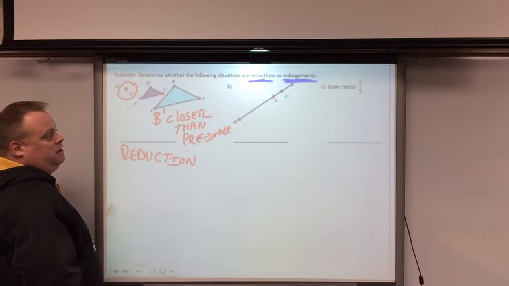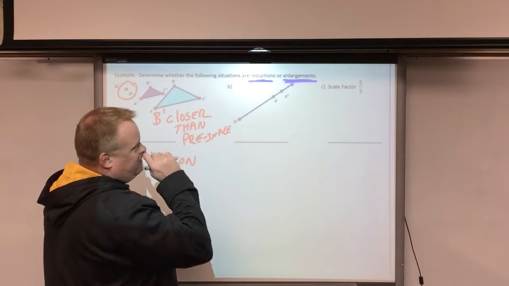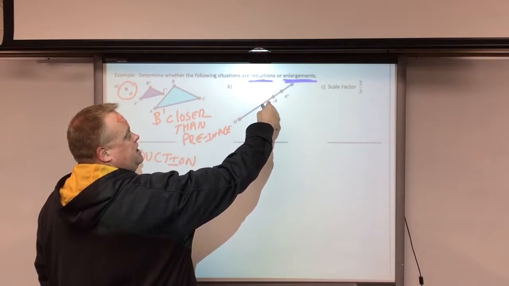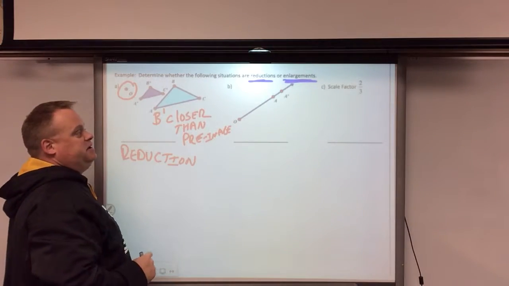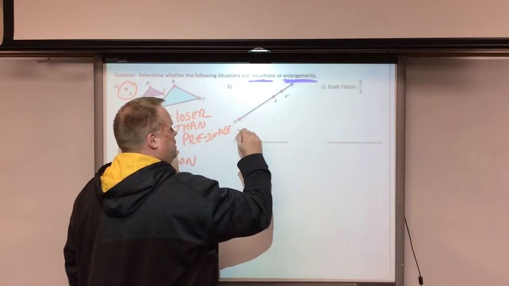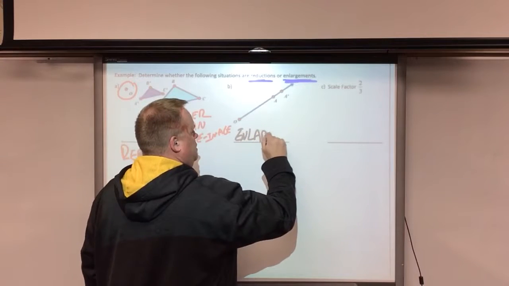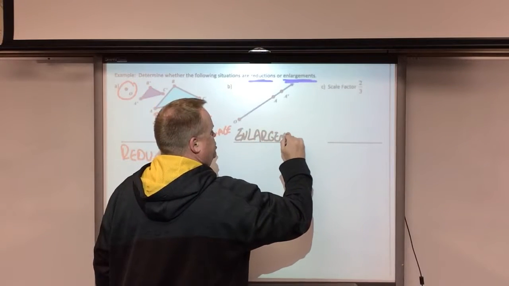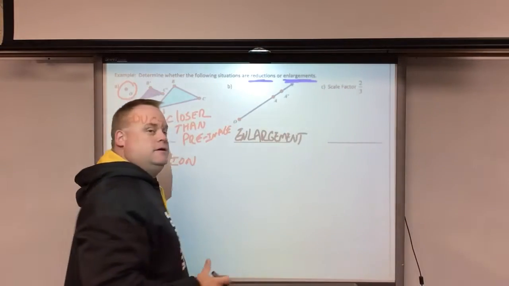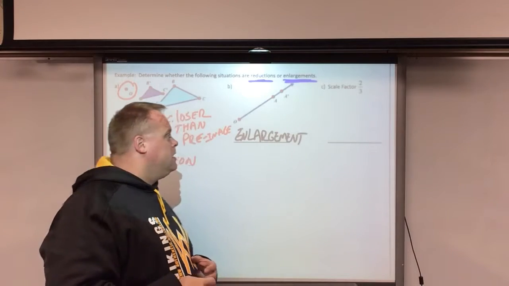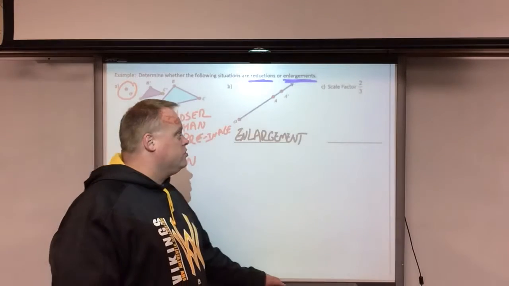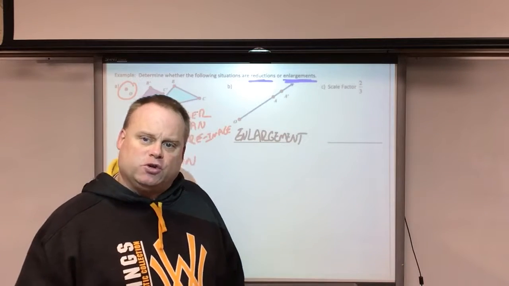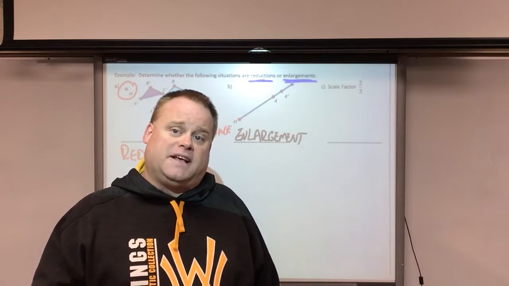The second one, my origin is this 0 right here, my pre-image, and then my image, right? So this would be called an enlargement, because my image is further away than my pre-image. And the last one, it says the scale factor is 2/3. Well, is 2/3 greater than 1 or less than 1?